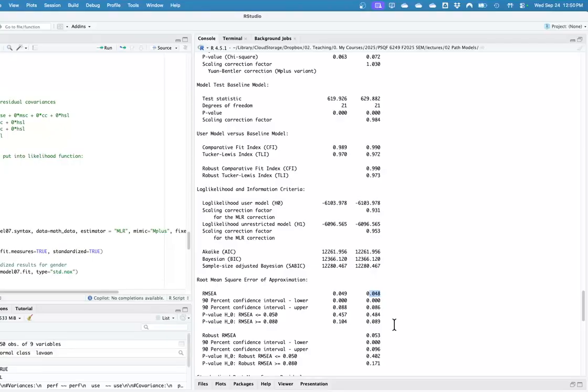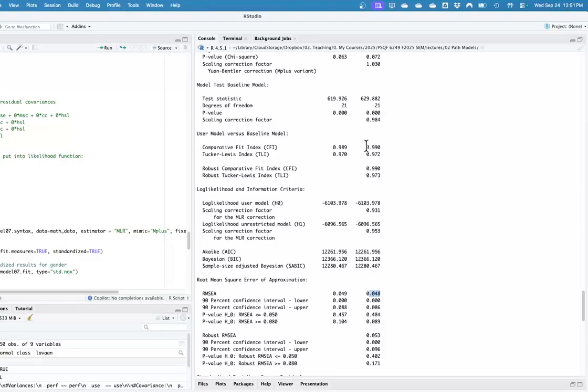The confidence interval goes between 0, which is perfect fit, and not so good fit. That tells you how much certainty you have in your data. And then you get the probability that the RMSEA is bigger than 0.08. So it's a small chance of being bigger than 0.08. And less than 0.05 actually has a pretty good chance. This is telling us things are moving in the right direction, right?